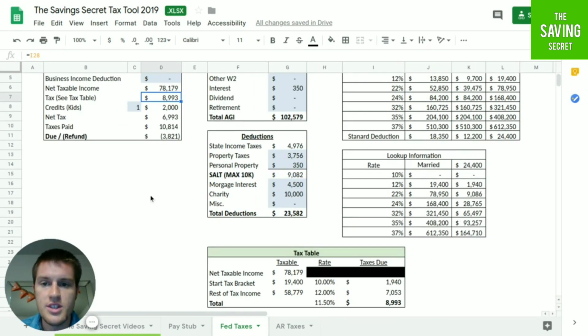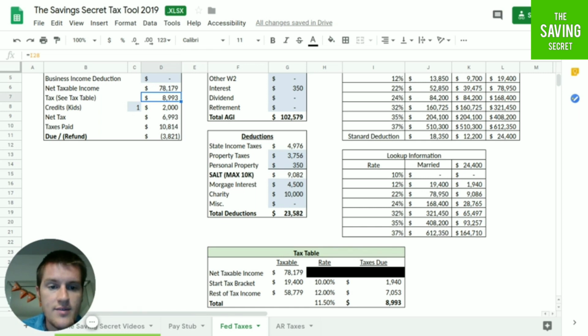If you look at this number, 78,179, that comes into your net taxable income. Then it goes over here and says, okay, your start tax bracket is 19,400, and that's taxed at 10%. Well, how did it know what your start tax bracket was? Again, looking at the tax information over here for married, you're going to find where your taxable income is, and figure out which level you're not quite larger than. So right here, you're close.